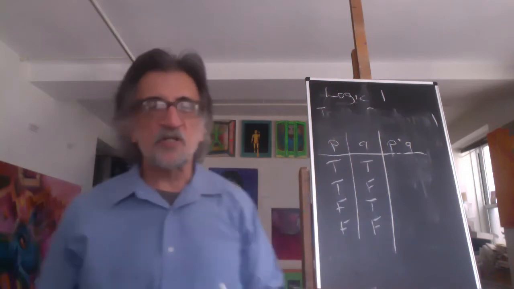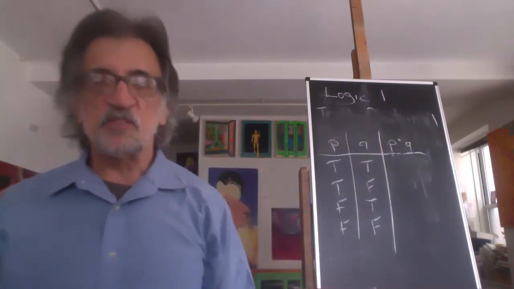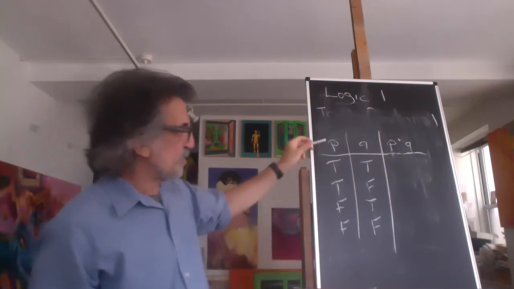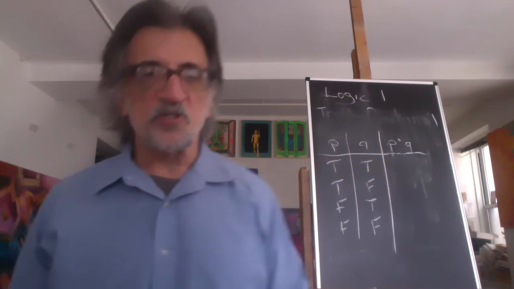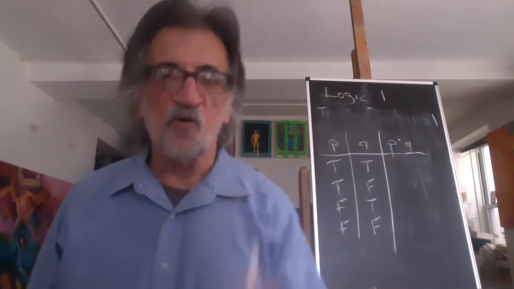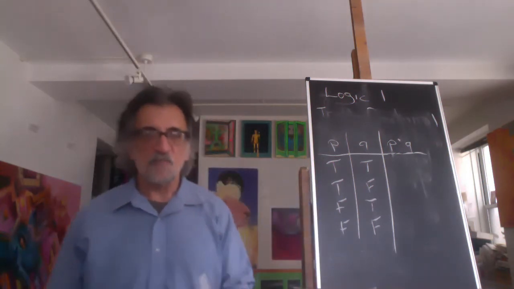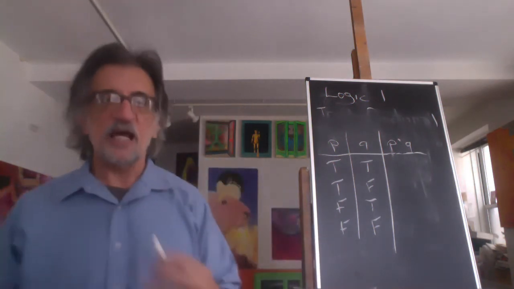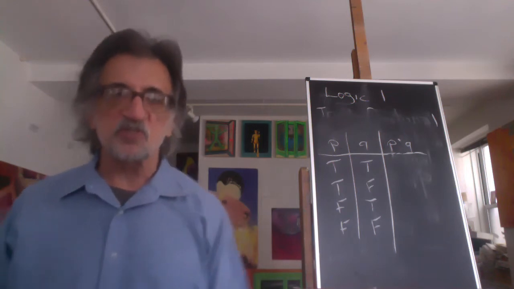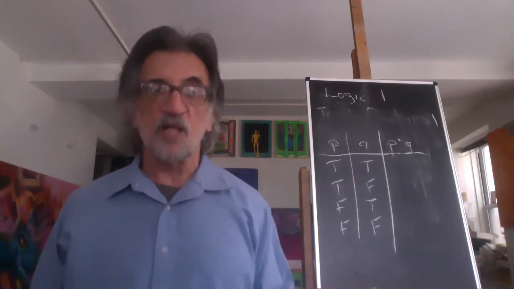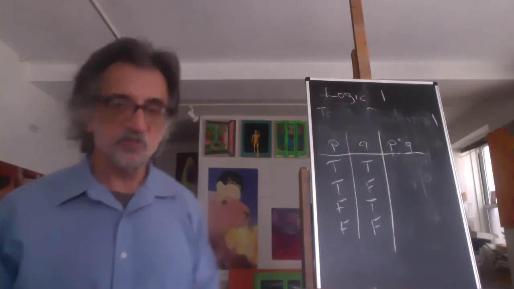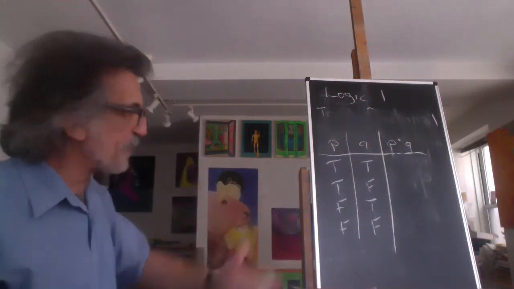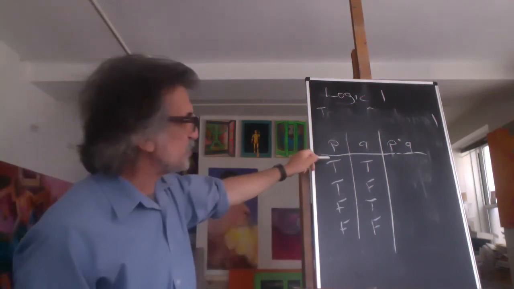Now let me begin by showing you what we do when we set up a truth table. If you've got two propositions, you're going to have a truth table with 4 rows. If you've got 3 propositions, you're going to have a truth table with 8 rows. If you have n propositions that you're looking at, the truth table will have 2 to the nth power rows.